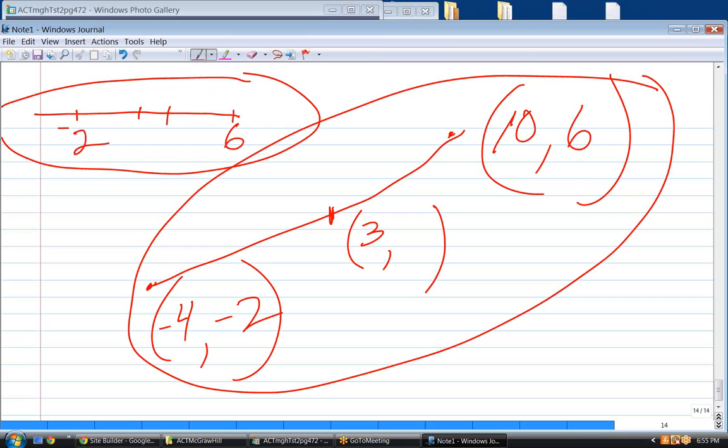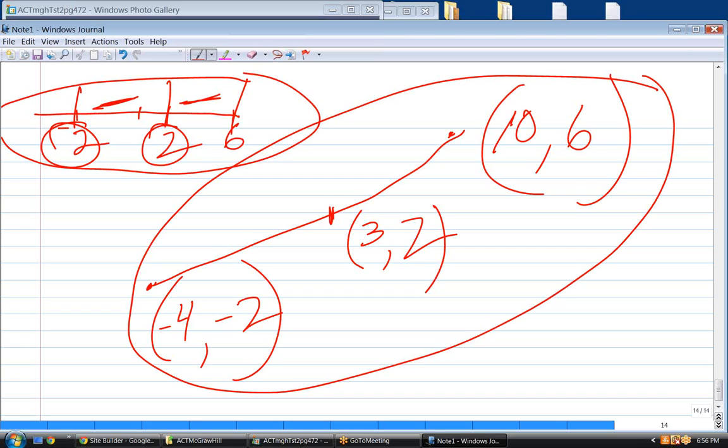Again, pick some numbers and experiment. Make a guess. 2. How far away is that from 6? 4. How far away is it from -2? 4. That's the midpoint. If it's equidistant, if it's the same distance to there, in other words, this distance is the same as that distance, that makes it the midpoint.